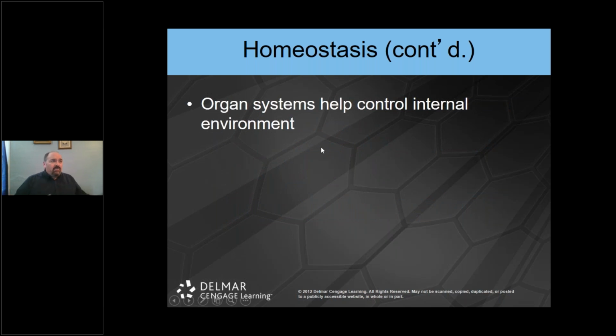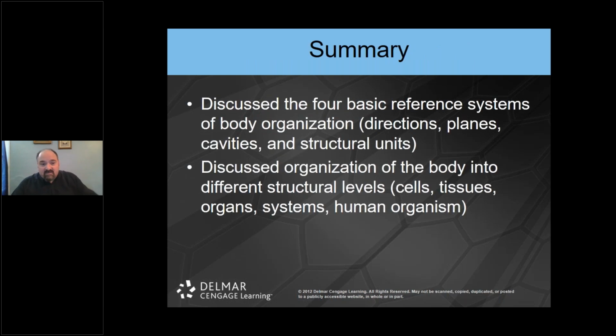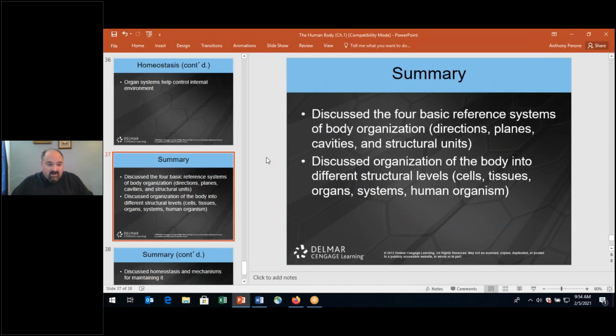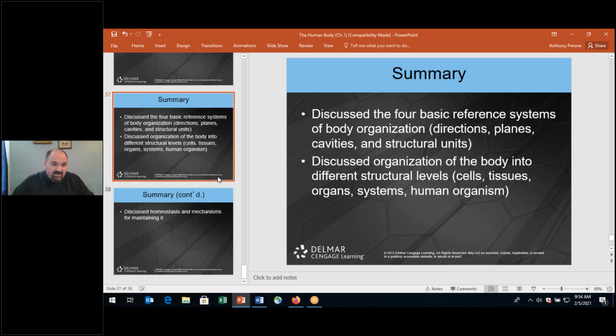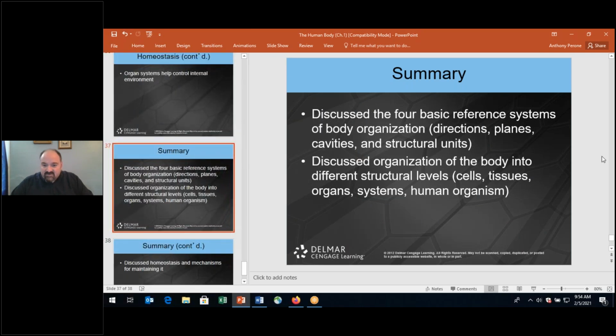Okay? See here, as far as the organ systems help control internal environment, yes. So all the organ systems and the organs of the body are working in conjunction with the brain in order to maintain homeostasis. Okay? And so you can review this part of it just as far as the summary is concerned, but we've discussed all of this information for today.